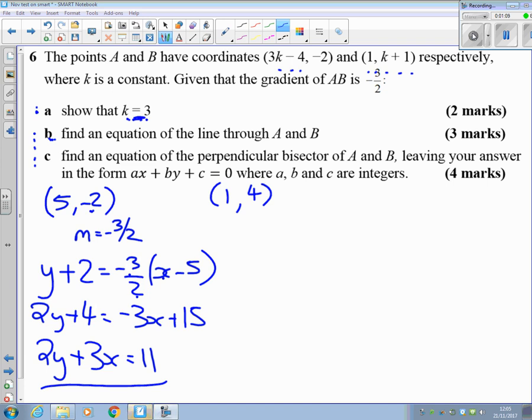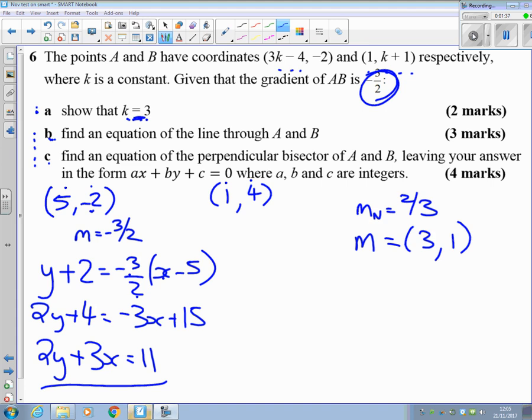And even in part C as well, you're asked to find out the perpendicular bisector. Now, to find the perpendicular bisector, the gradient for that would be the negative reciprocal of what we have here. There's a mark. The midpoint here would be halfway between 1 and 5, which is obviously 3, halfway between minus 2 and 4, which is, well, that's just 1, isn't it?